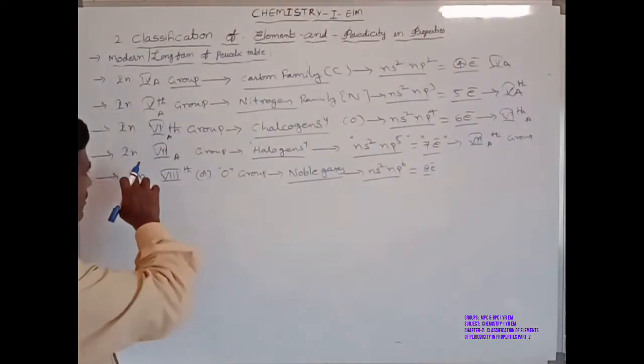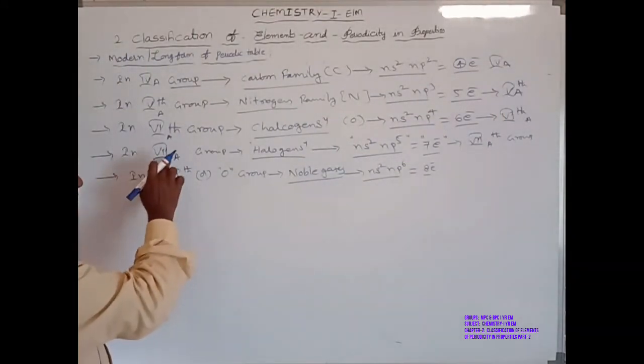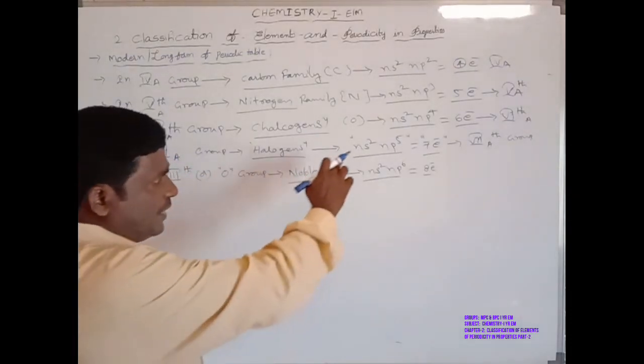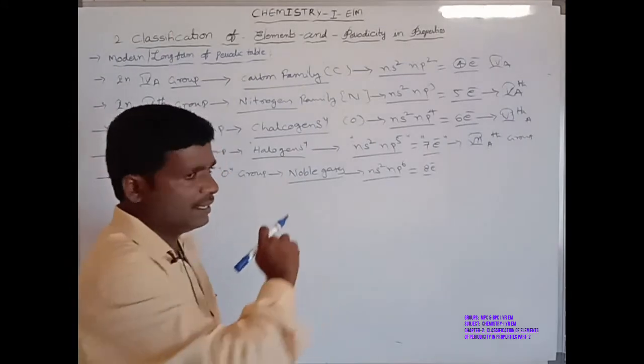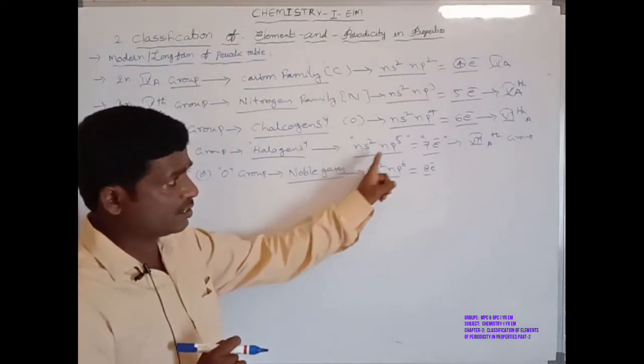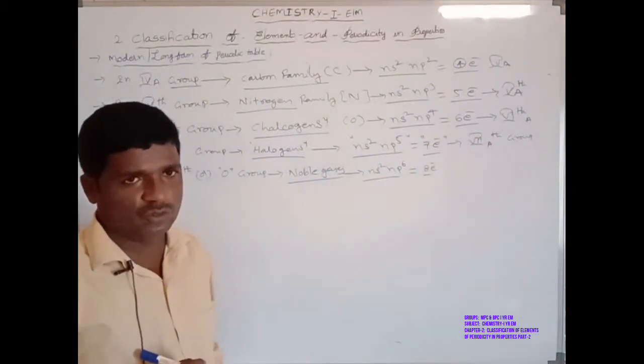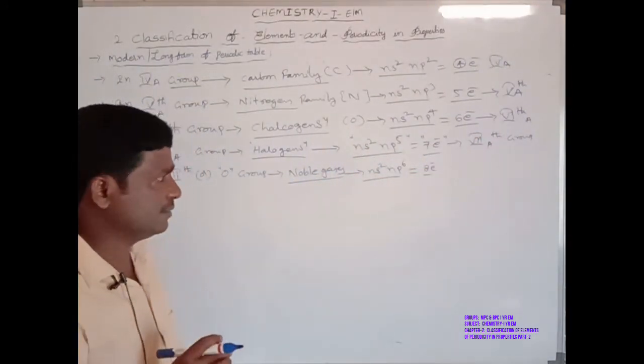Next point: in the modern periodic table, the 7th A group elements are also called halogens. Electron configuration: ns2np5. The outermost valence shell consists of only 7 electrons, so it is also called the 7th A group or halogens.